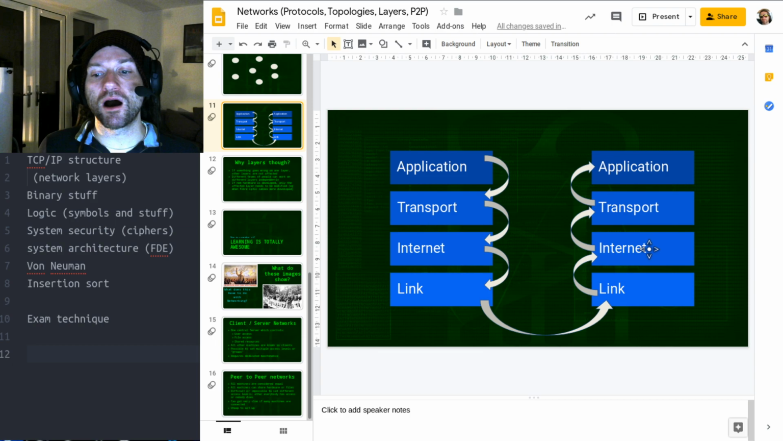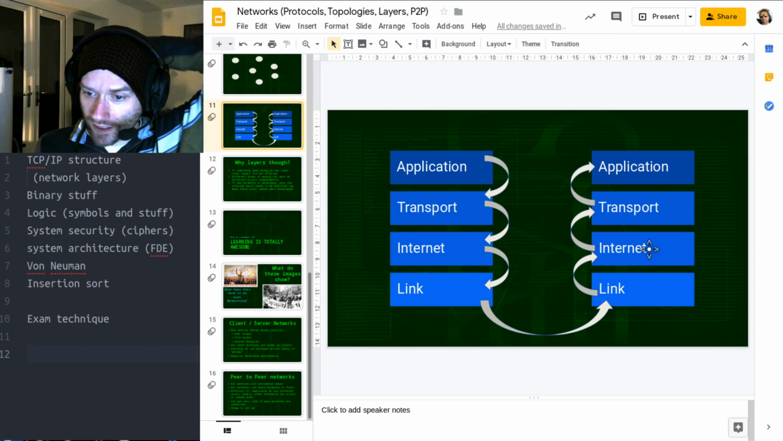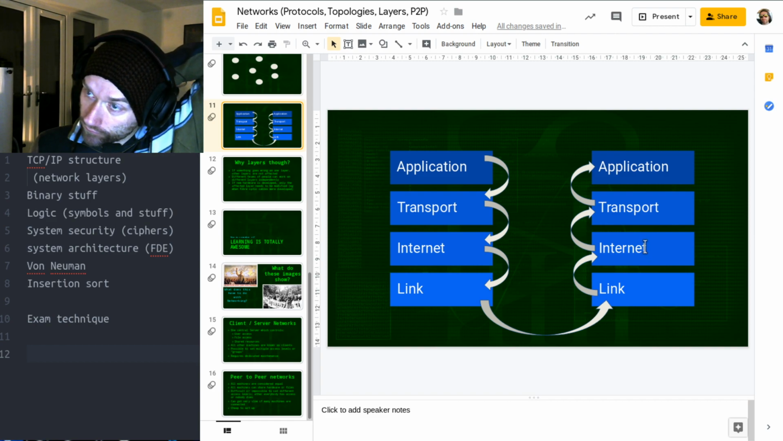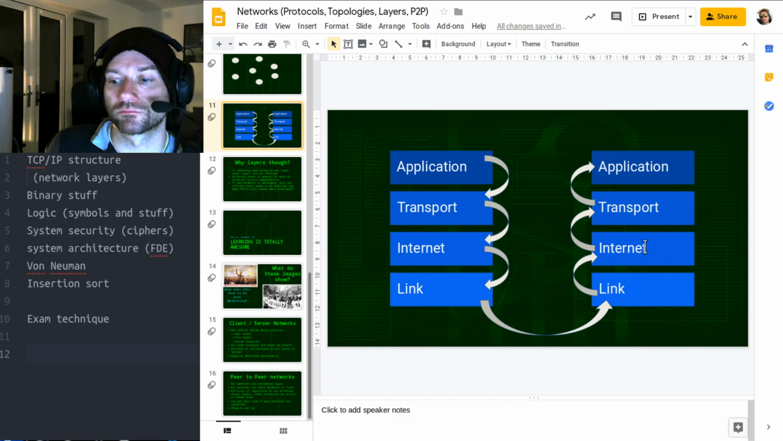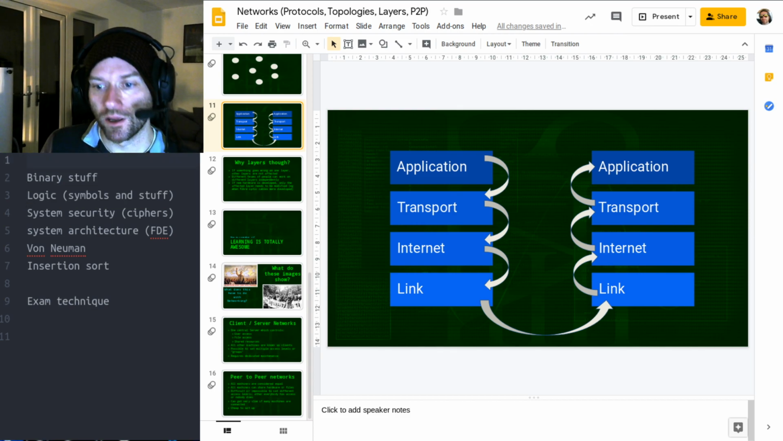Are we good on TCP/IP structure and network layers now? We're kind of cool with that, yeah? Yep, cool. Right, I'm going to blitz that off.